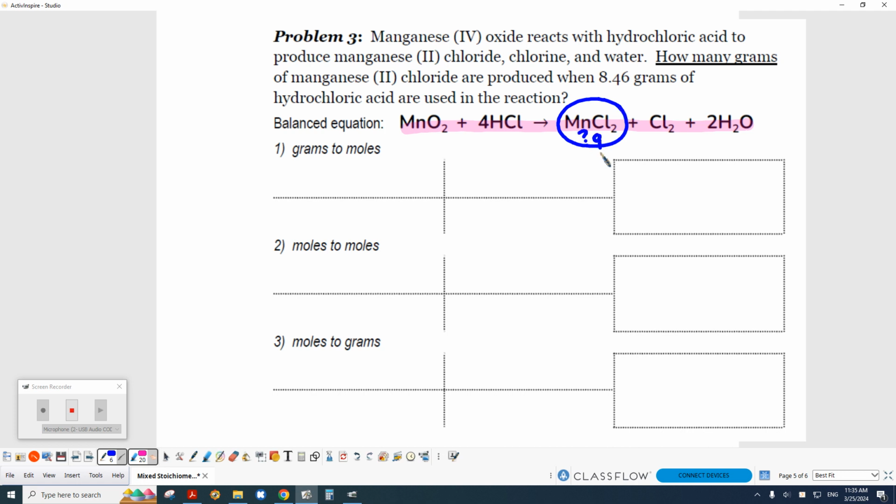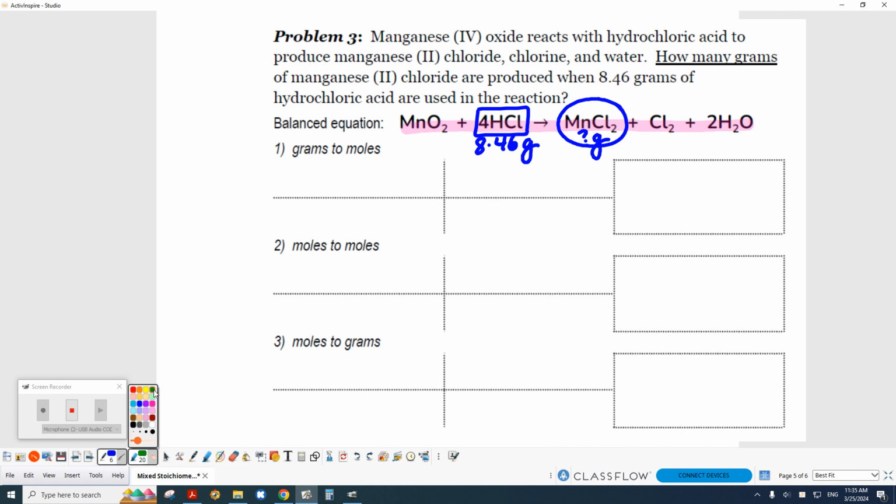And so it's important to understand what is our destination. What are we looking for? And what is given? We're given 8.46 grams of hydrochloric acid. This is hydrochloric acid. It's a reminder to make sure you memorize the formulas of the acids. We have 8.46 grams of hydrochloric acid. And so we're starting with grams, and we're looking for grams.